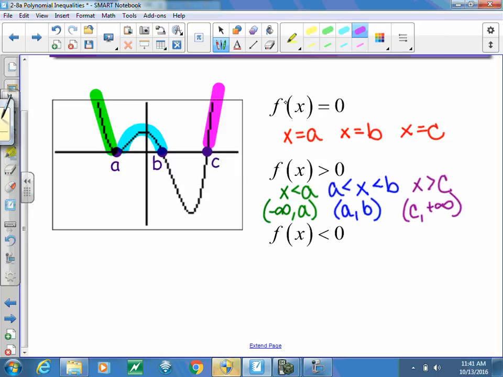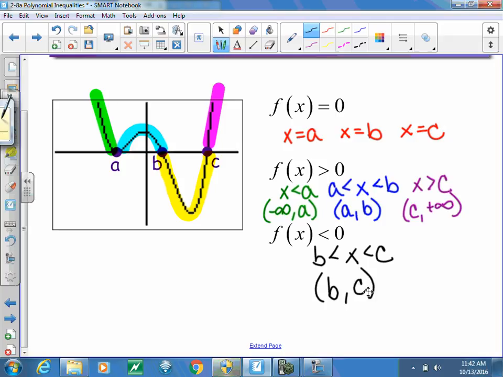When I look at when our function is going to be negative, it's going to be negative when it is below the x-axis. We see that it is below the x-axis when x is between the values of b and c, so our interval here would be from b to c. Greater than 0, we are above the x-axis. Less than 0, we are below the x-axis. Now here I'm working with greater than rather than greater than or equal to, so I'm not going to include the values of a, b, and c, because those would be when it's equal to.